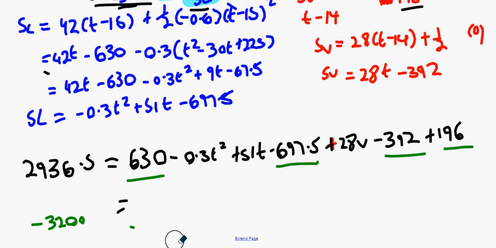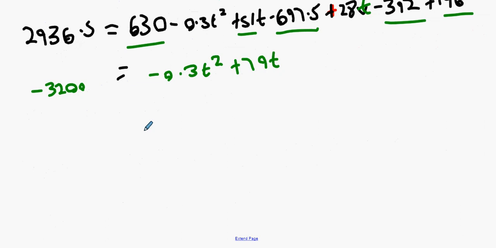Now, the t squared, there's only one of them, it's your minus 0.3t squared. Okay, now we have 51t, and that should be 28t. So 51 plus 28 is 79, sorry, 79t.